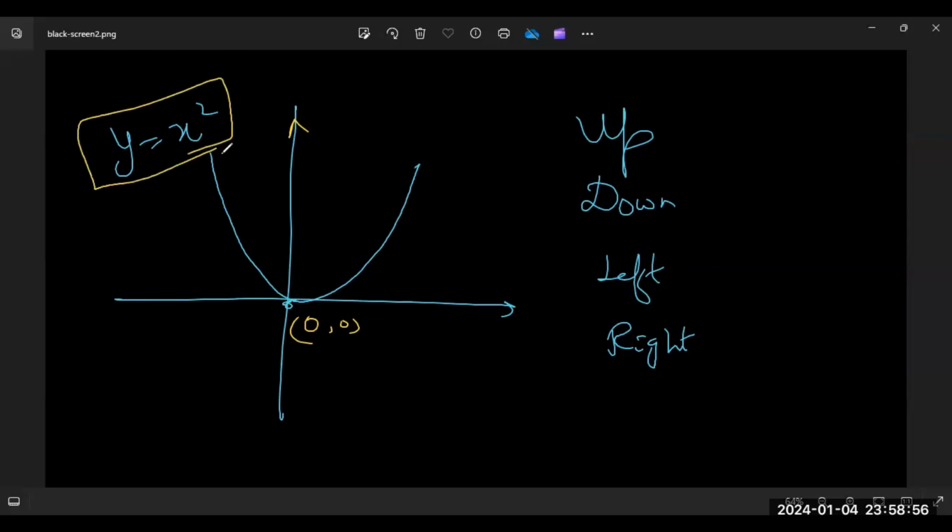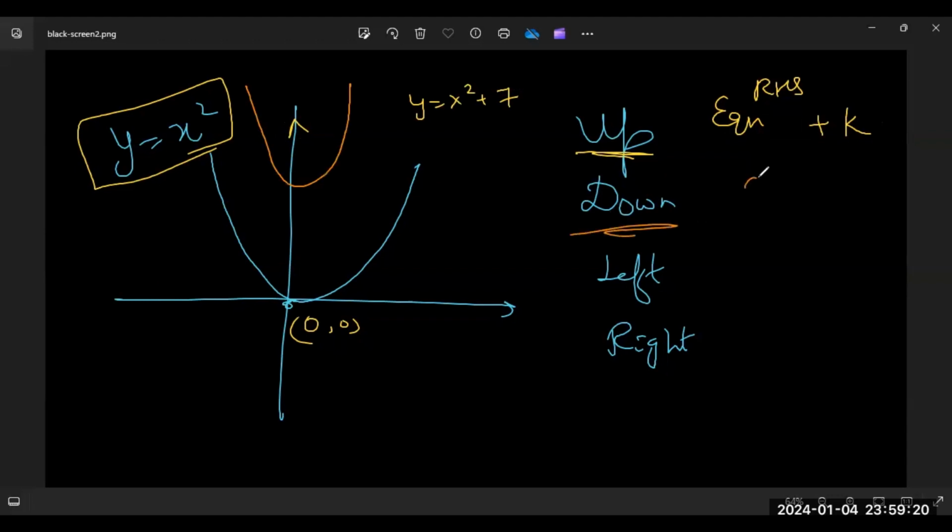If you want to play around with this, if you want to move it up, what you must do is to the equation, on the RHS, you must add a constant. So y is equal to x square plus 7. If I do, it will pull the parabola up like this. If I want to shift it down, then to the equation, I must subtract a constant. So it will go down like this. If I say x square minus 10, it will move 10 units downward.